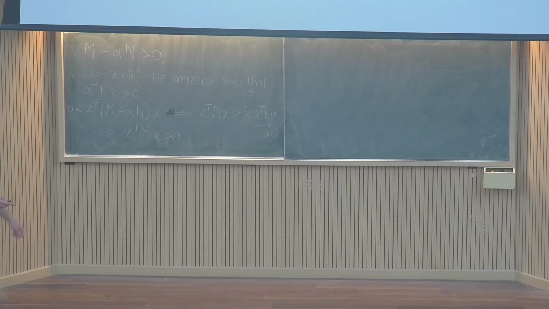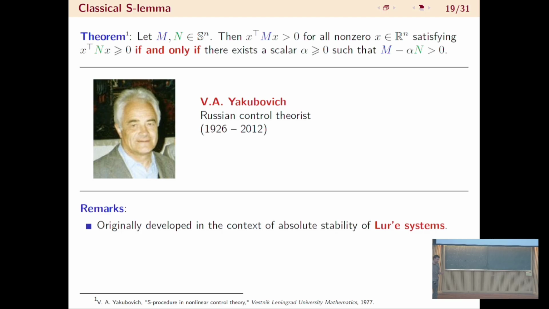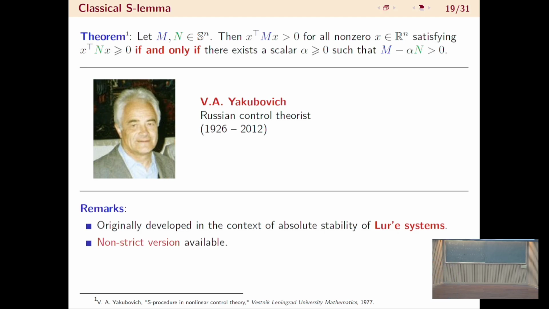Okay. So this result was first proven by Jakubowicz. Originally, that was developed in the context of Lur'e systems. These are linear systems in feedback with a static nonlinearity. Typically in that literature, what is assumed is that this static nonlinearity satisfies certain bounds, called sector bounds. And you can study the stability of those systems. There, the S lemma was used. Also, a non-strict version of this lemma is available. What do I mean by that? Well, you see here that the inequality on this blue matrix M is a strict inequality, right? But you can also study the non-strict version.